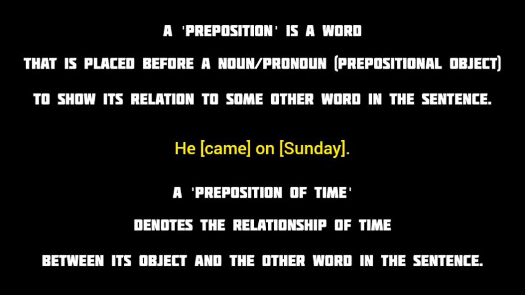For example, in the sentence, "He came on Sunday," on is the preposition and Sunday is the prepositional object. Here the preposition on is indicating the relation between Sunday and his coming. In other words, the preposition on is showing the time of his coming as Sunday. So we understand that a preposition of time denotes time or the relationship of time between its object and some other word in the sentence.